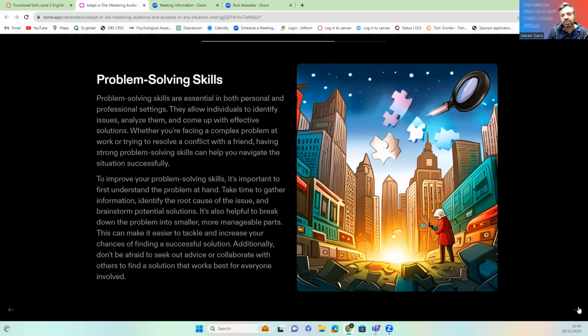To improve your problem-solving skills, it's important to first understand the problem at hand. Take time to gather the information, identify the root cause of the issue, and brainstorm potential solutions. It's also helpful to break down the problem into smaller, more manageable parts. This can make it easier to tackle the problem and increase your chance of finding a successful solution. Additionally, don't be afraid to seek out advice or collaborate with others to find solutions that work best for everyone involved.